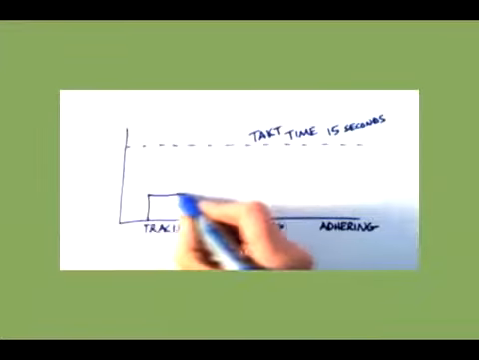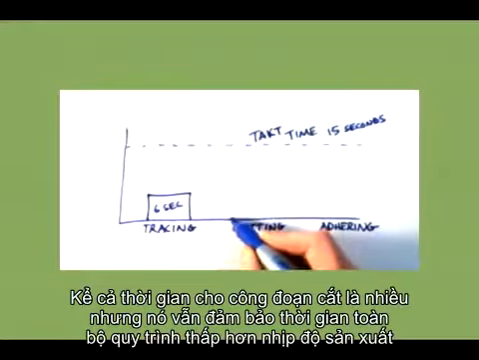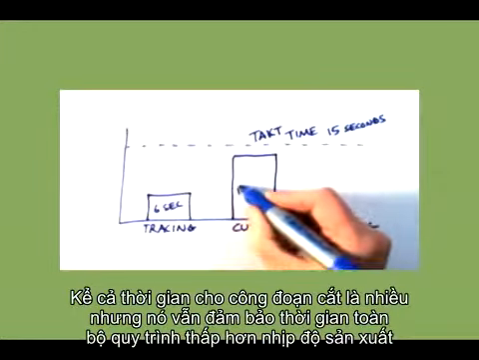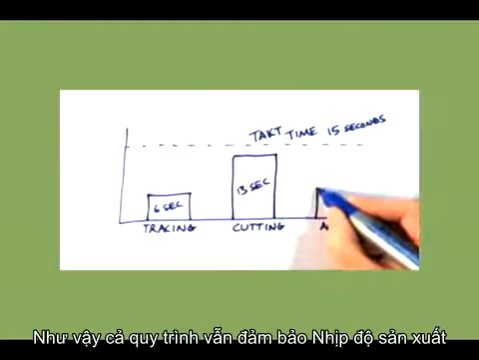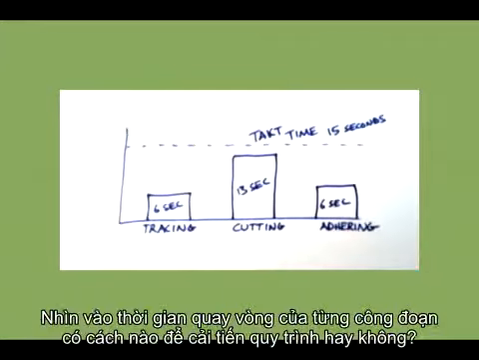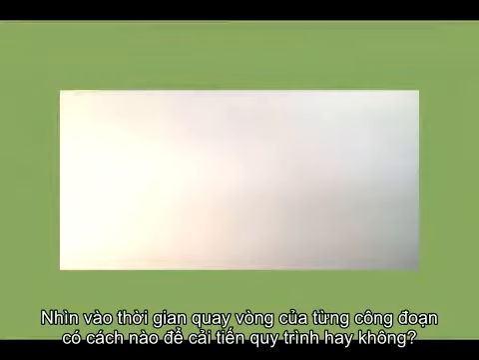Correct, 15 seconds. Even though cutting is slower, it is still meeting our takt time. So as a whole, the process is meeting takt time. Looking at the timings of each step, are there ways to improve this process?